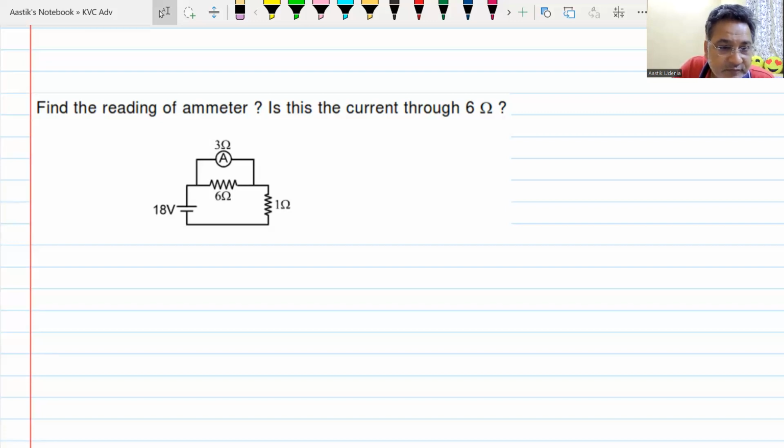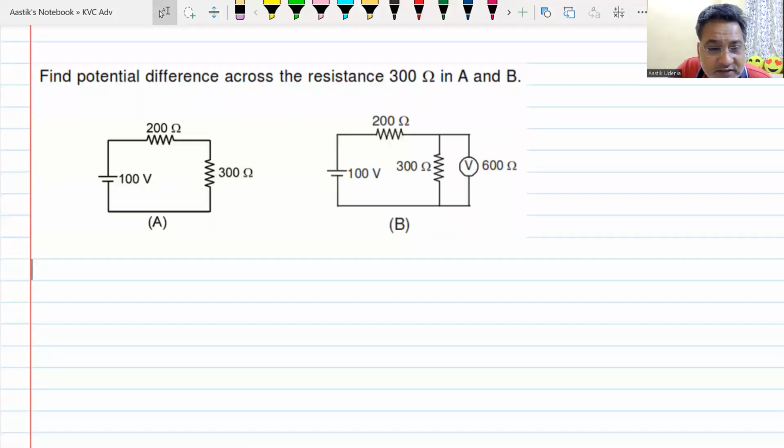Let's see this one. Find the potential difference across the 300 ohm resistance in case A and B. In case A, it is the actual potential difference. In case B, it is the potential difference that the voltmeter would measure. Do we understand? So from there, you can find out the percentage error in the voltmeter. In first case, the potential difference is 60 volt. Okay. In second case, the potential difference is 25 volt.